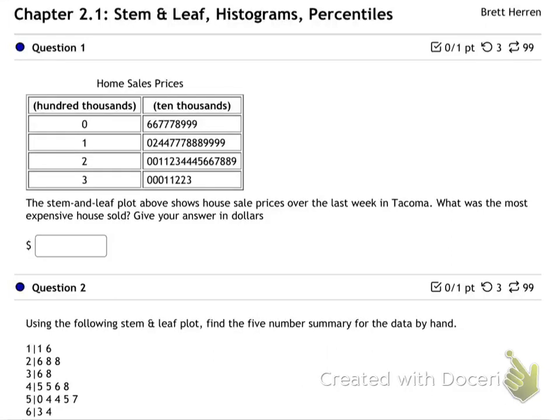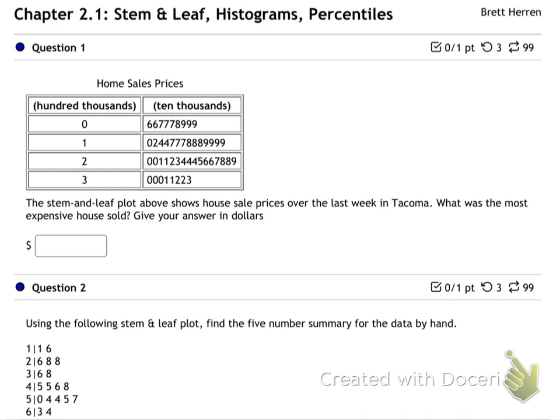2.1. Stem and leaf histograms, percentiles. All right, so they're giving us a stem and leaf plot. It shows house sale prices over the last week in Tacoma. What was the most expensive house sold?